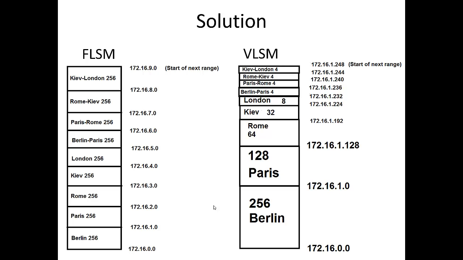Basically what this means is, for VLSM, we get this structure here, and as you can see, the block sizes differ depending on the size of the host requirements, whereas with fixed length masks we have the same size block for each one, which is very inefficient.